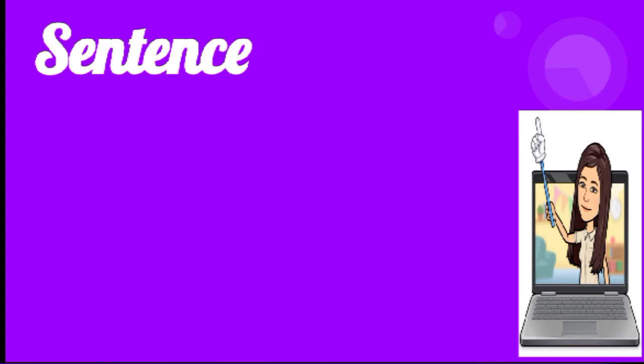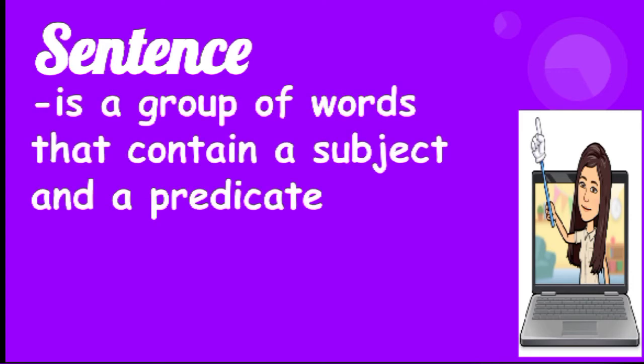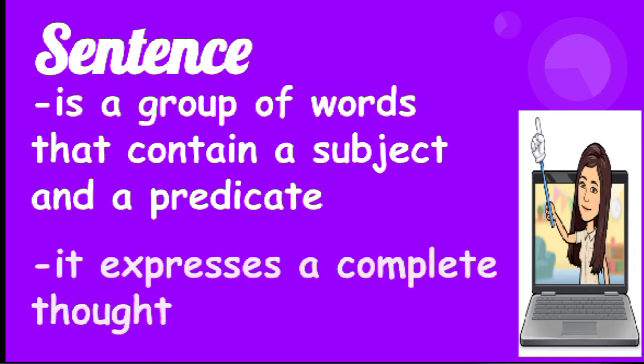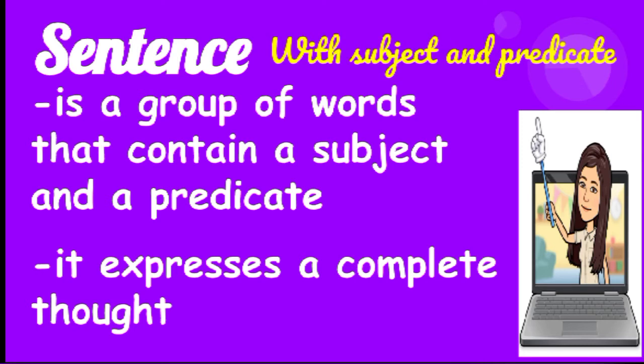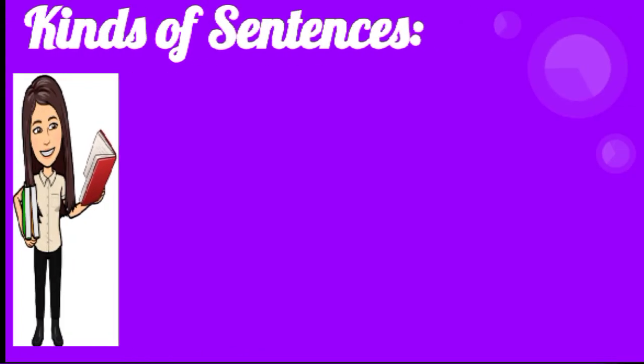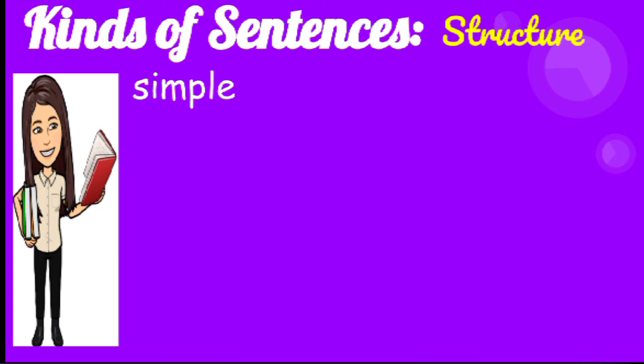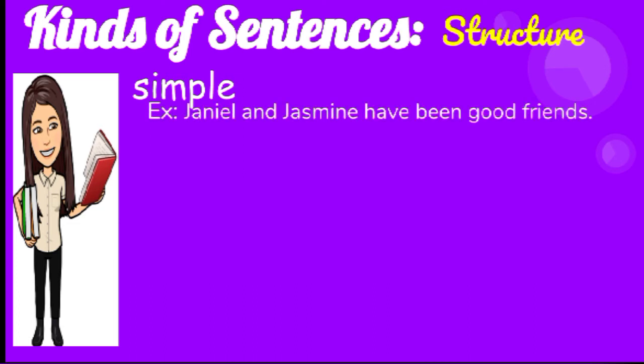Next is the sentence. Sentence is a group of words that contain a subject and a predicate. It expresses a complete thought. So for sentences, remember, it is with subject and a predicate. There are different kinds of sentences according to structure. The first one is simple. Example, Janelle and Jasmine have been good friends.